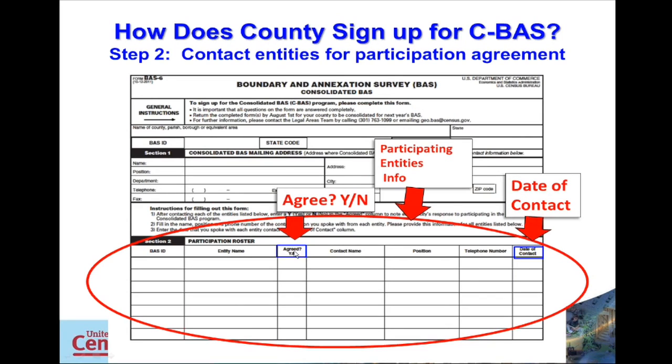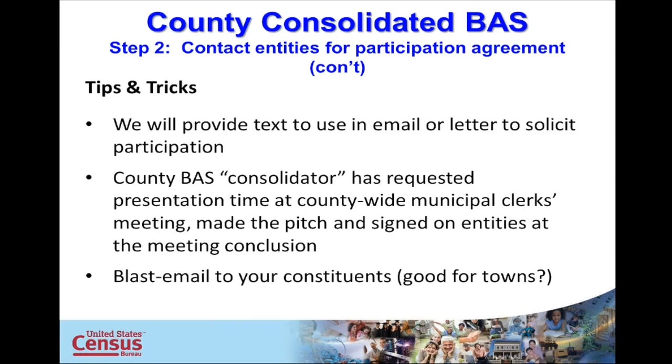Then what you'll need to do is put a yes or no in the agreed column. That's really all we need, is do they agree or not, and the date of that contact and when they agreed to that. Some tips and tricks: we will provide you text that you can use in an email or a letter to solicit participation.